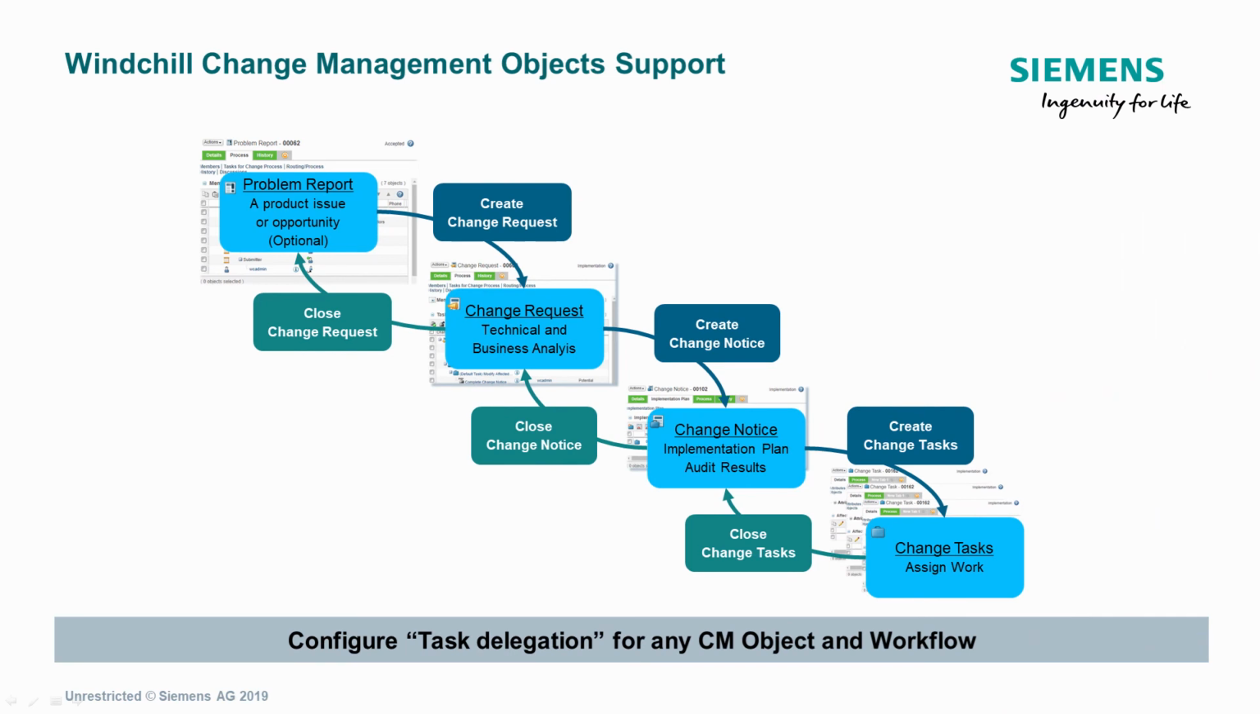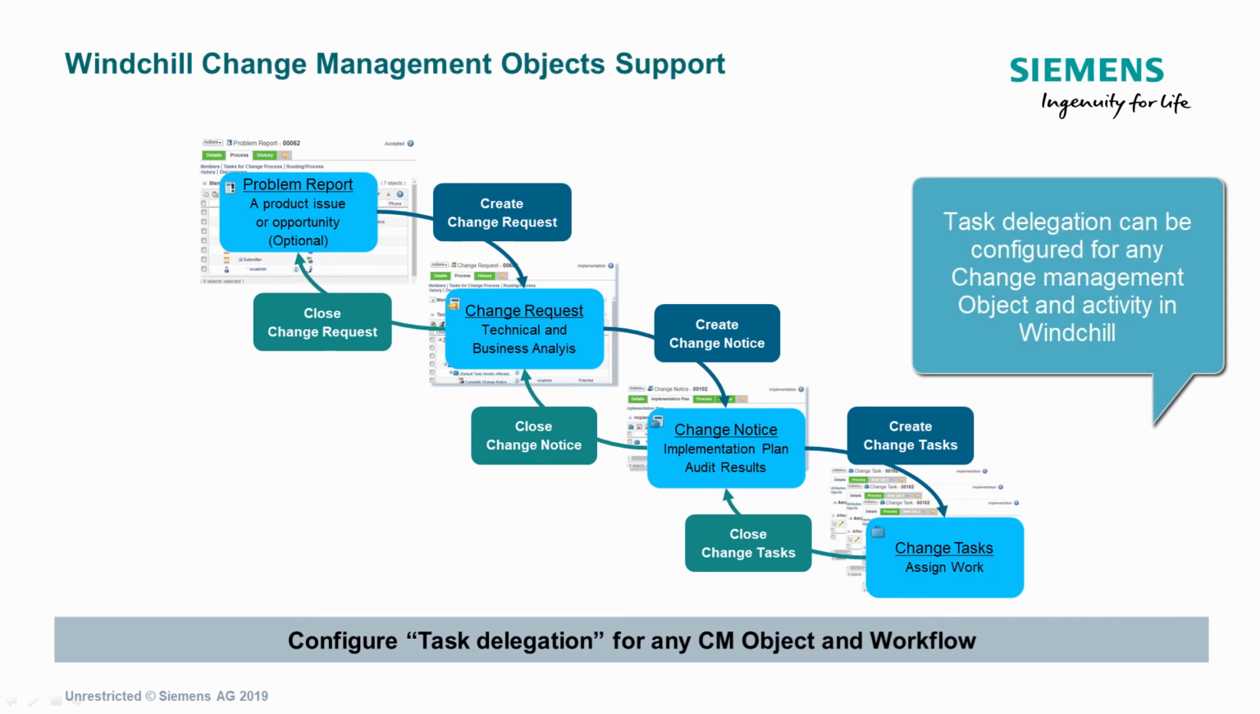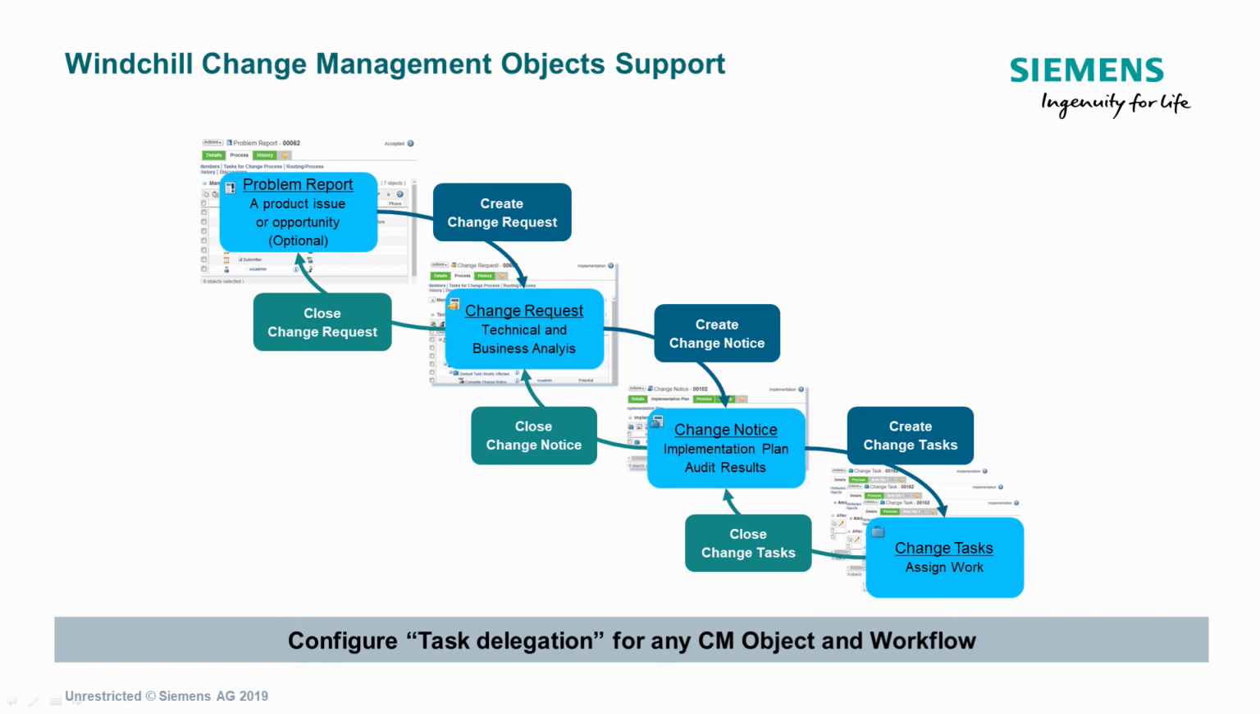We have seen how we can delegate tasks to Polarion from the analysis task of a change request. This can also be configured for any activity of any change management object in Windchill, such as a problem report or a change notice.